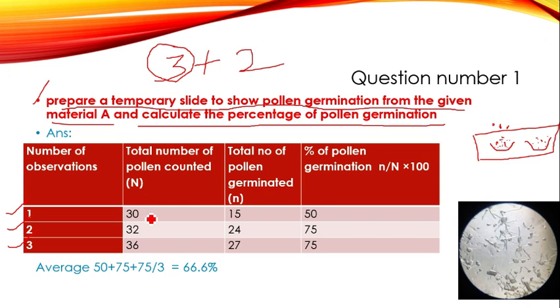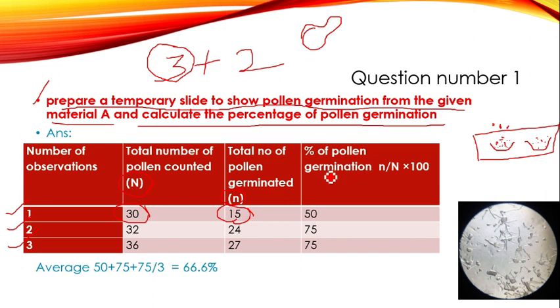See, the total number of pollen grains which are present on the slide equals capital N. Example, in the first experiment if you observed 30 total pollen grains on the slide, you should write 30. Then the number of pollen grains germinated equals small n. Example, on your first slide the total number of pollen grains is 30. If 15 pollen grains are germinated, germination means they contain a pollen tube like this, then you have to write 15 here.